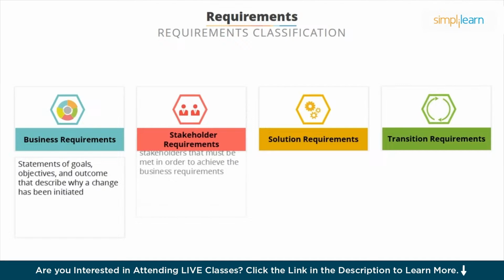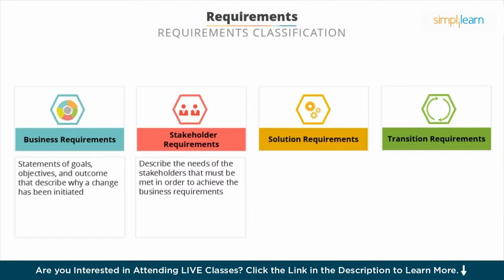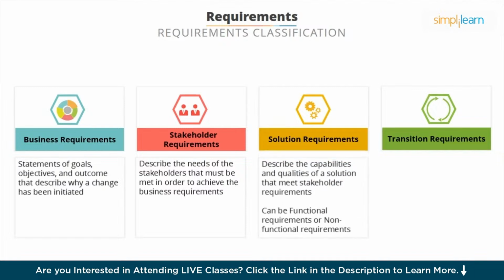Stakeholder requirements. Stakeholder requirements describe the needs of the stakeholders that must be met in order to achieve the business requirements. Stakeholder requirements are analyzed and documented in the requirements analysis and design definition knowledge area. Stakeholder requirements bridge business requirements and solution requirements. Solution requirements. Solution requirements describe the capabilities and qualities of a solution that meet stakeholder requirements. Solution requirements are analyzed and documented in the requirements analysis and design definition knowledge area.